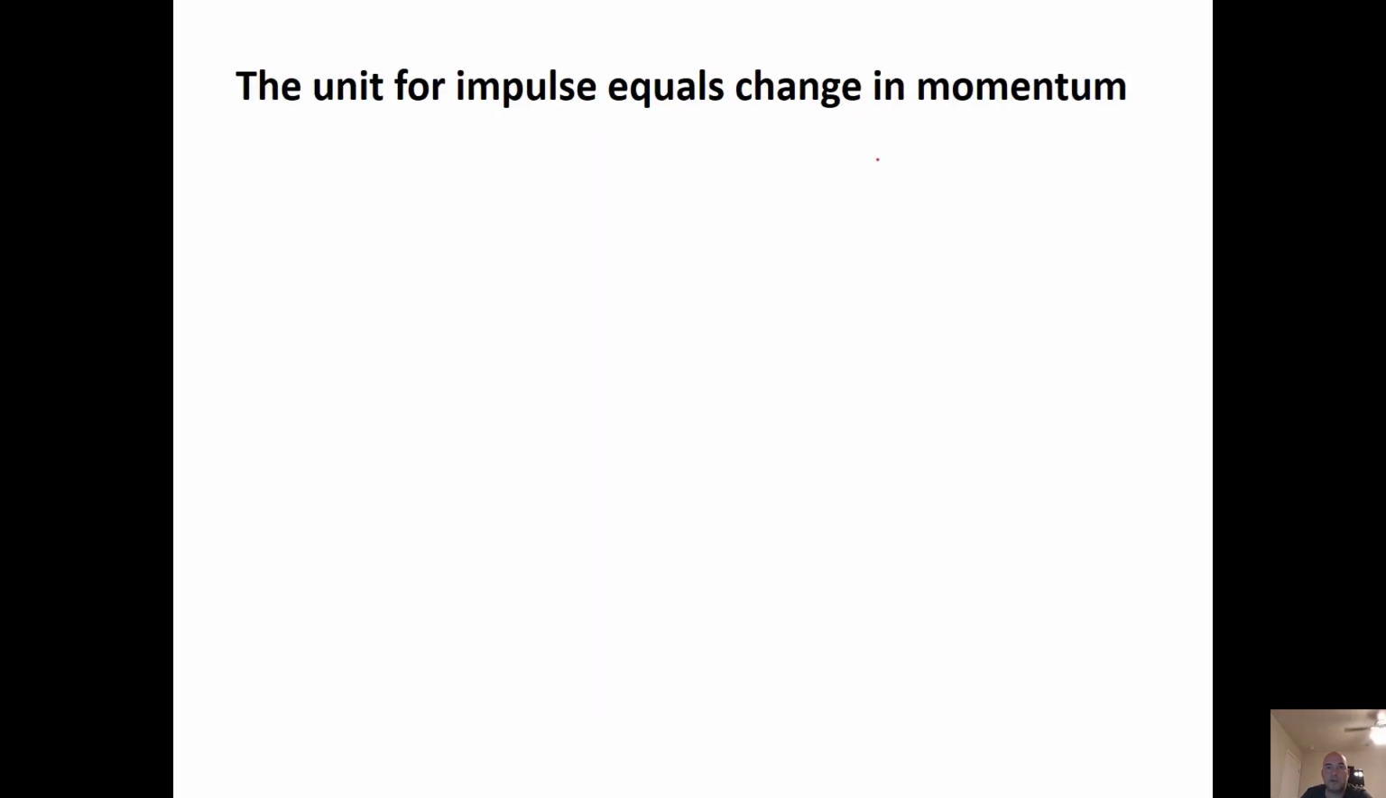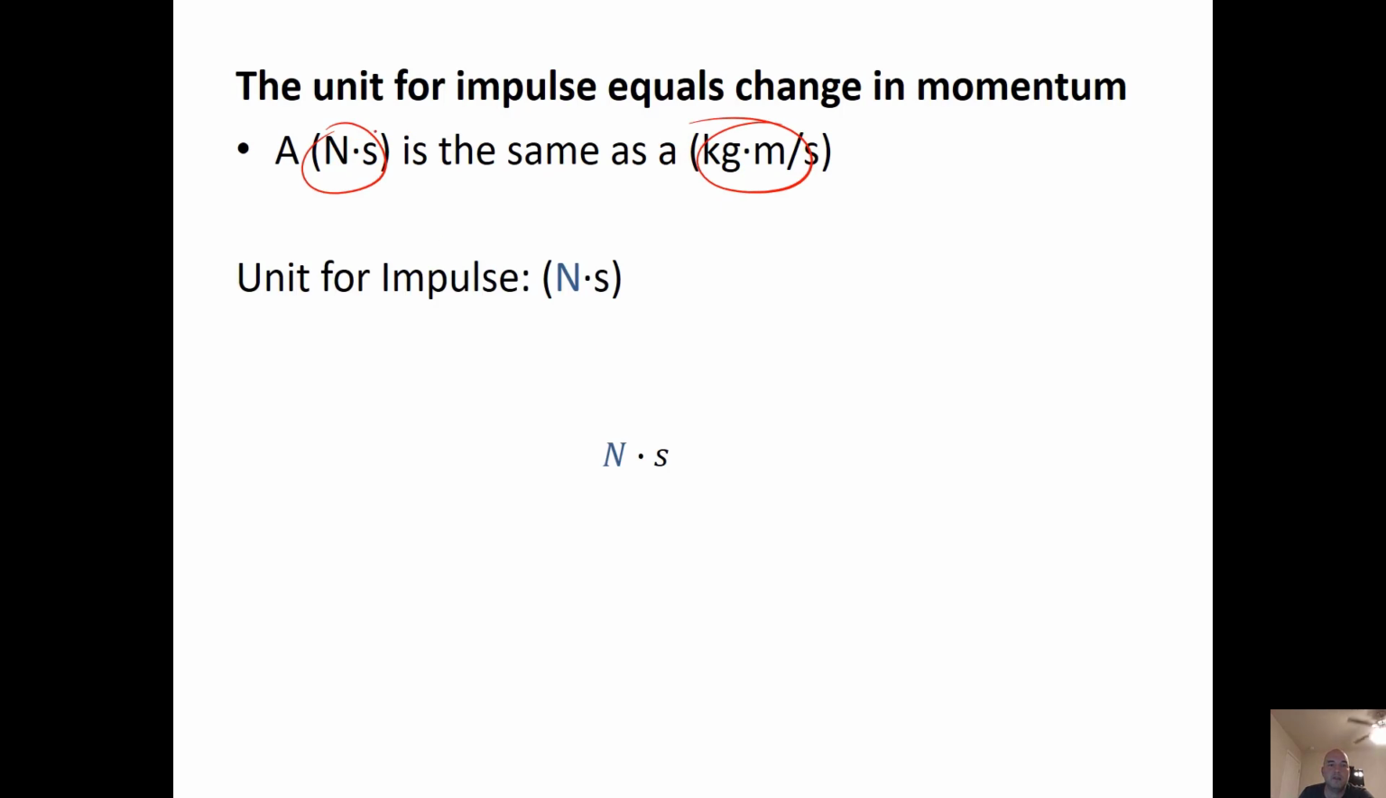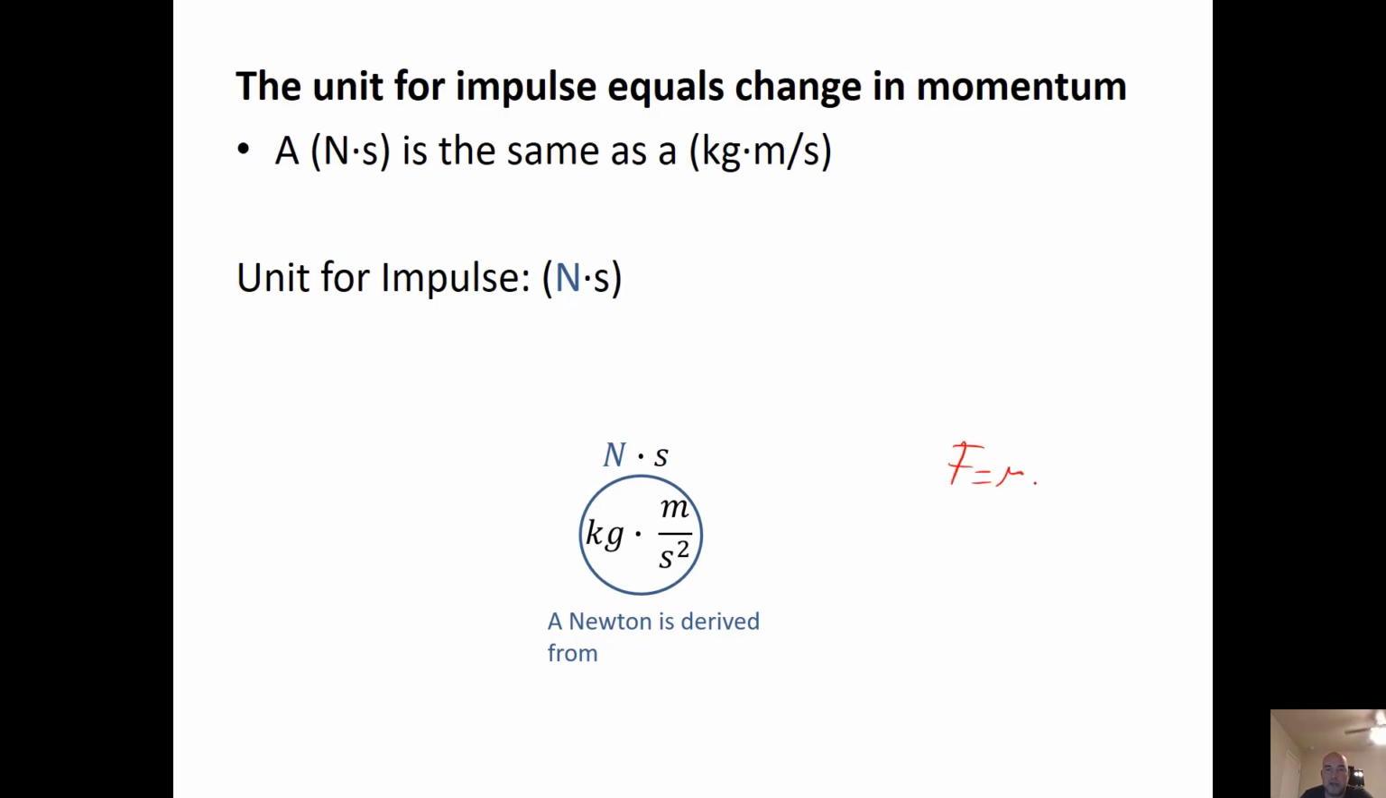The unit for impulse equals the unit for change in momentum. Just in case you're wondering how they are equal, yet they have different units? Well, this newton-seconds is actually made up of kilograms times meters per second. Let's take a look at how that works. We have the unit for impulse, newtons times seconds. A newton is derived from force, which equals mass times acceleration. It's derived from mass, which is kilograms, and acceleration, which is meters per second squared.